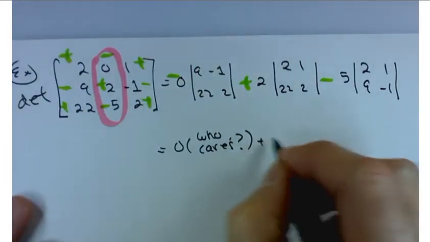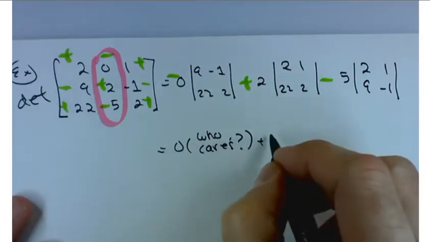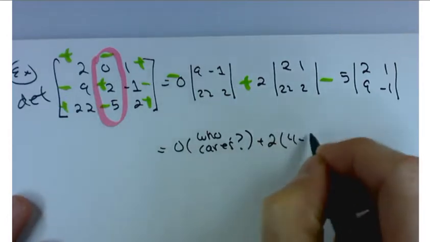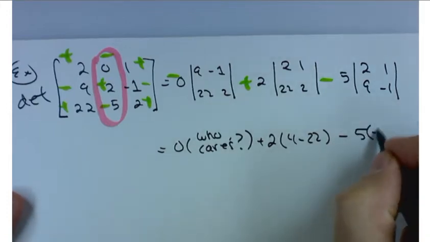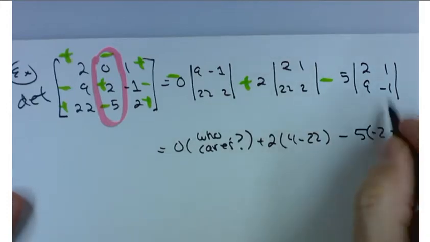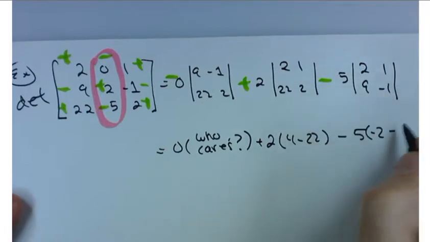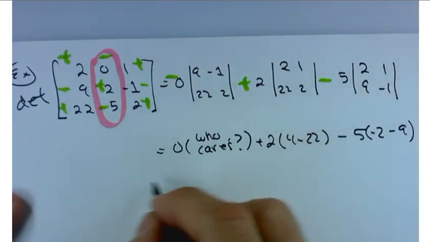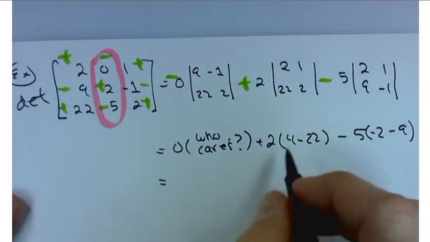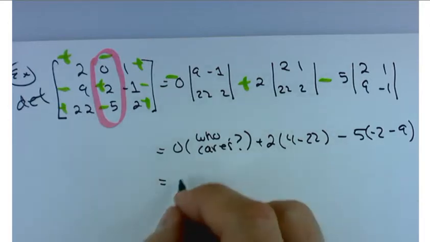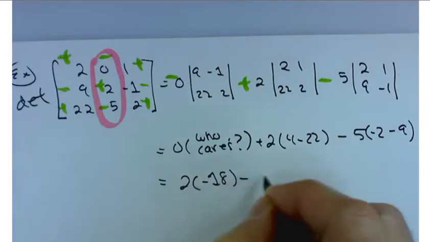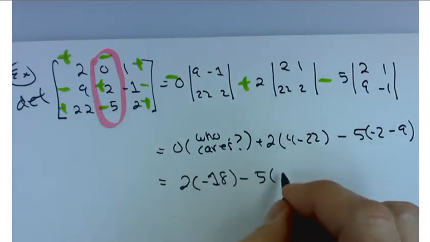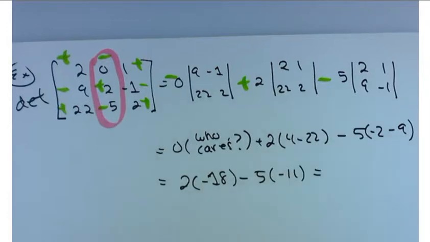So let's see, we get 0 times that, so it's going to be 0. 4 minus 22 minus 5 times -2 minus 9. So let's see, 2 times -18 minus 5 times -11, 36, 55, 19.